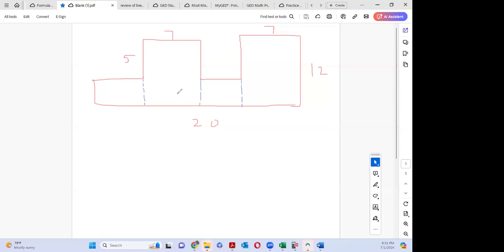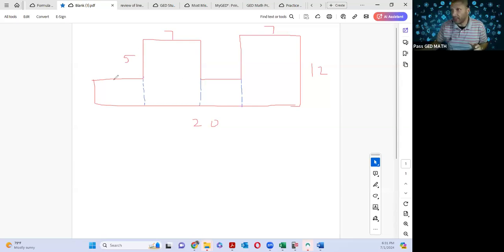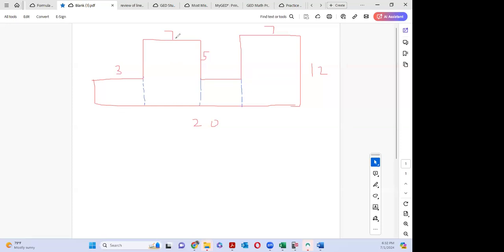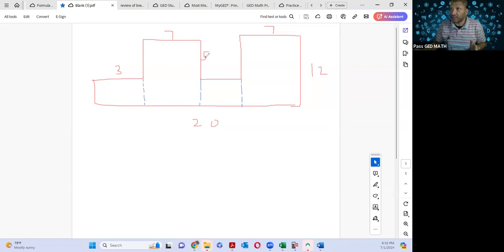So again, let me change a number here. Let me make sure I have this so that's clear. We'll make this side 5 here. I'm making these numbers up again. This is 3. Right? So again, opposite sides of a rectangle are equal. So if this side is 3, that side is 3. If this side is 7, this side is 7. If this side is 5, this side is 5.